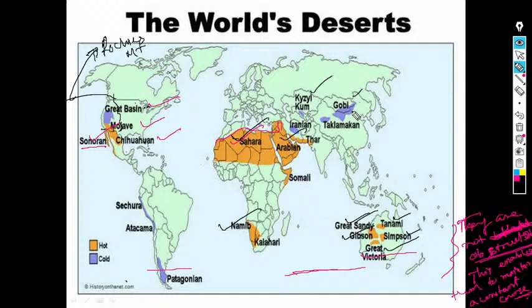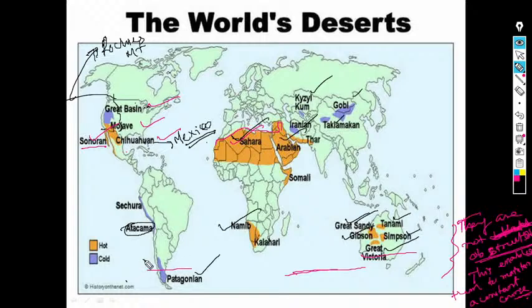This Kizilkum, Gobi, Taklamakan, Iranian, you are seeing here. And here it is Chihuahua. Chihuahua is in Mexico. This is Atacama; it is not a cold desert, it's a hot desert. Rather, Patagonia is a cold desert.